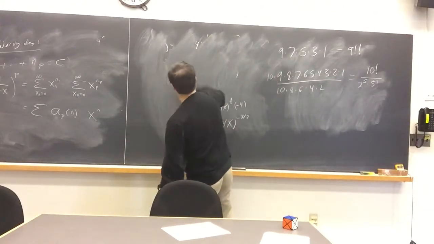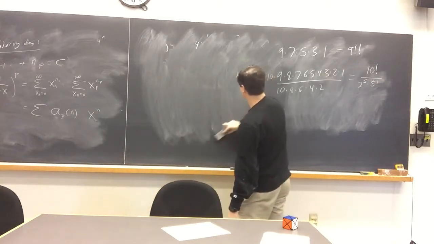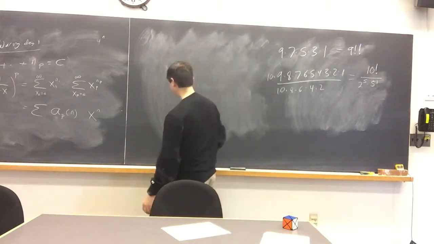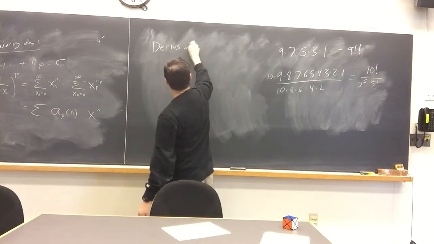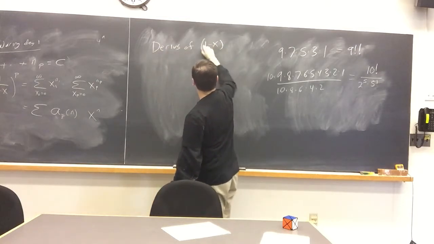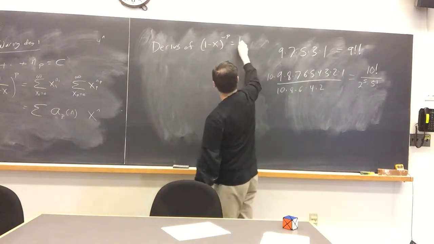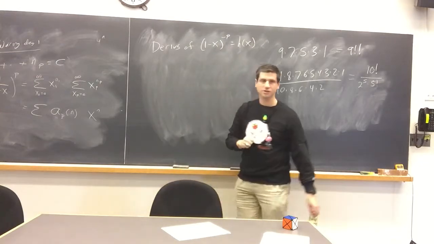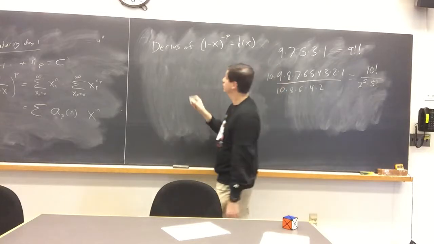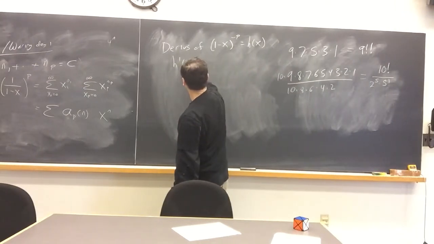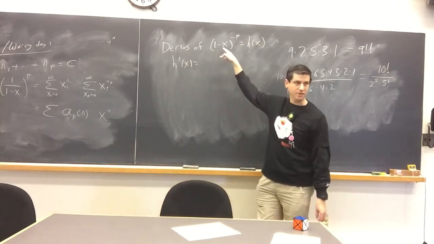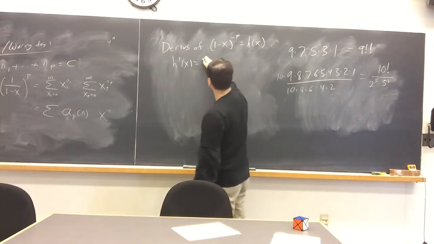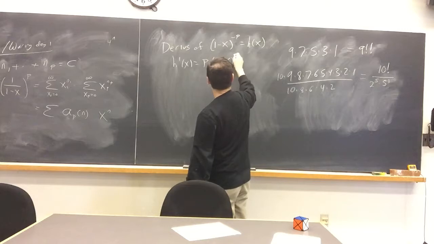So again, these generating functions are only useful if you can do something with the global object. So we need derivatives of 1 minus x to the negative p. And let's call that h of x. I don't think we've used h for a while today. So h prime of x would be negative p, but we're going to have a negative coming from this, so it'll just be p times 1 minus x to the negative p plus 1.